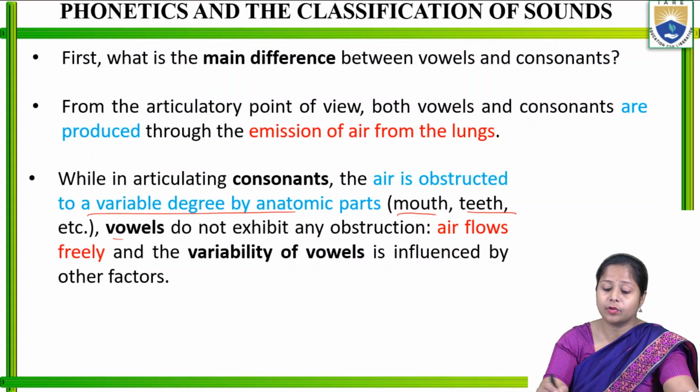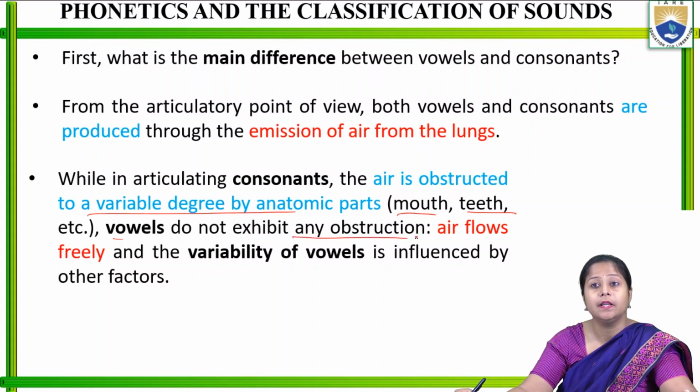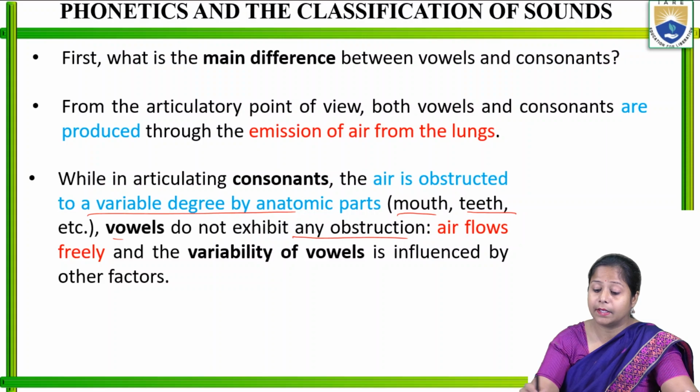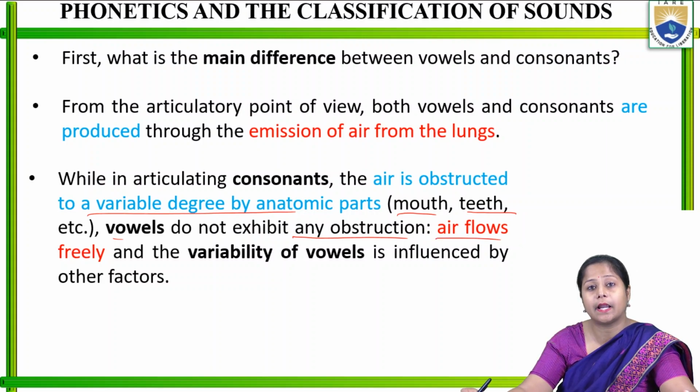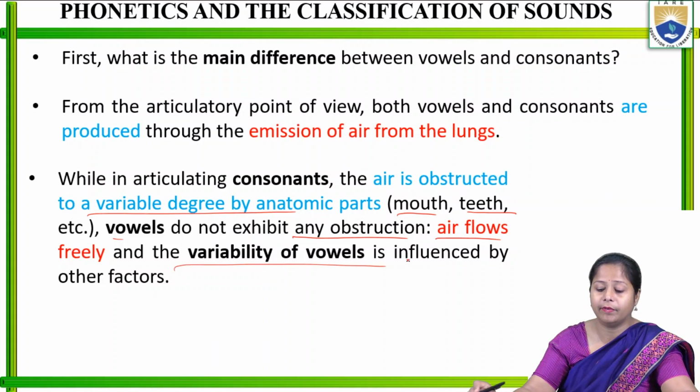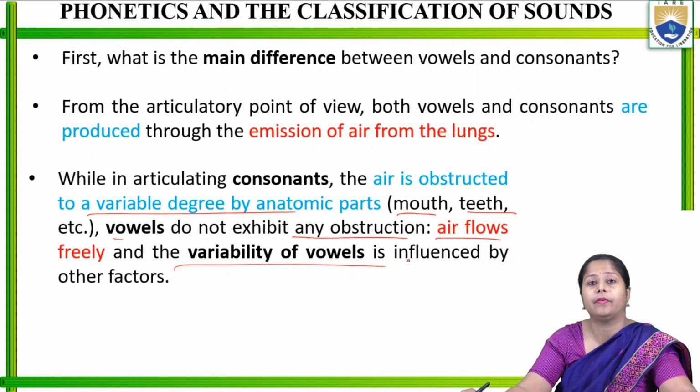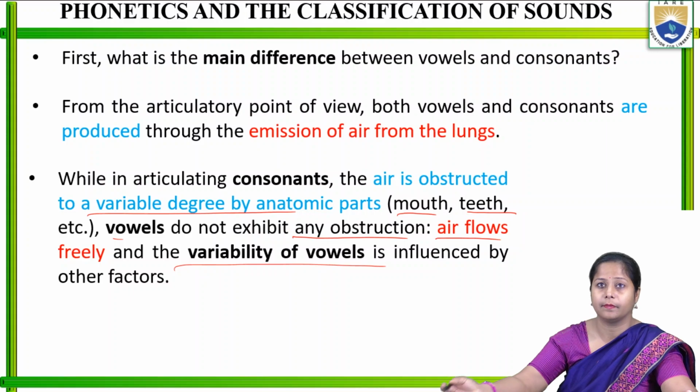Vowels don't exhibit this type of obstruction, so the air propagates freely. Air flows freely, and the variability of vowels is influenced by other factors, not by the mouth and teeth. Other types of factors will depend on how the vowels are sounded whenever people talk.